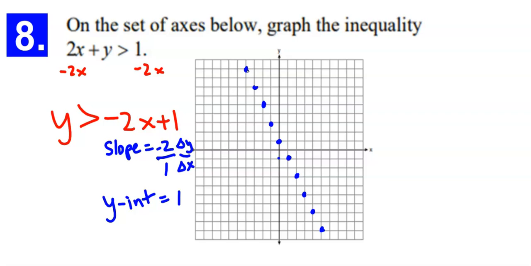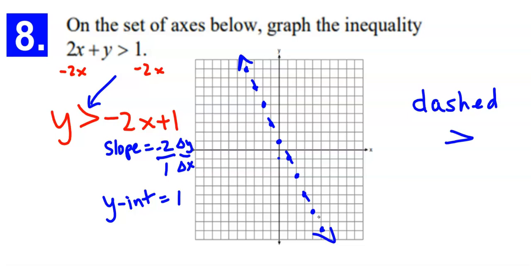Now before you connect your points here to make a line, decide what type of boundary you have. Is it solid or is it dashed? So for us, it's going to be dashed because it's a greater than sign. You can simply put arrows on the end, or you can make these little hash marks in between the points like that.